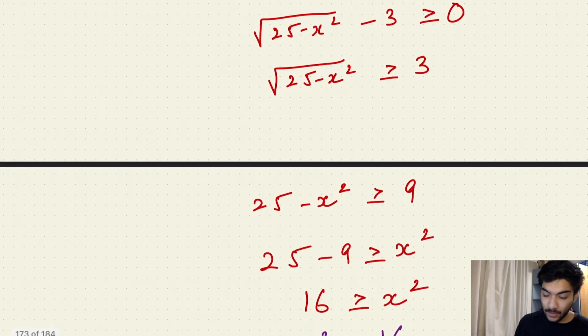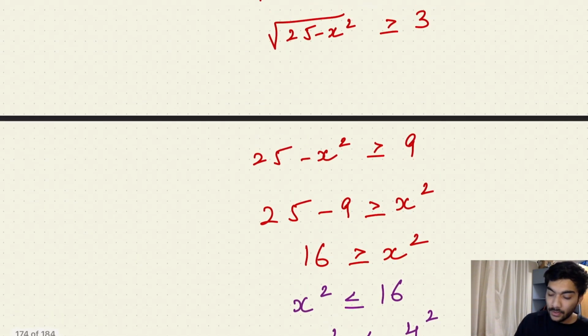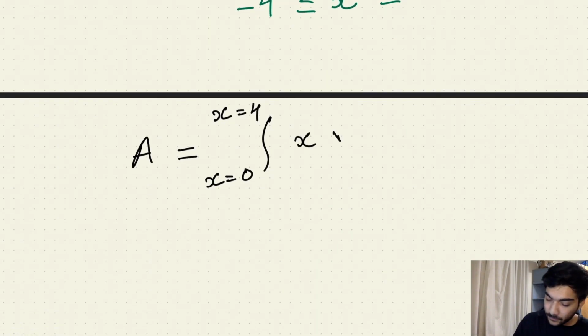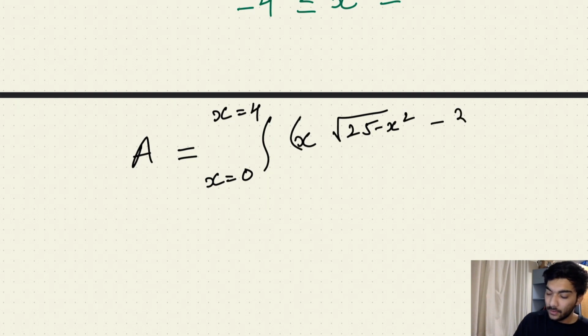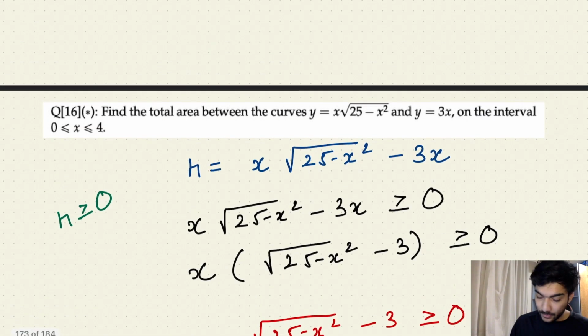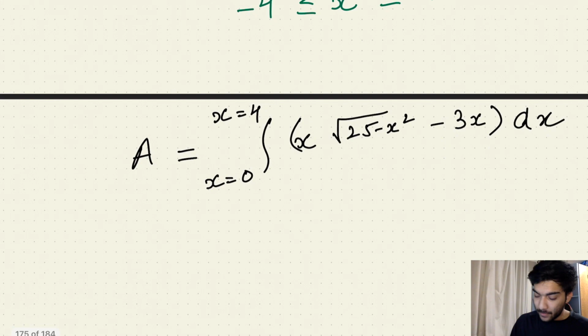So that is why, while solving for the area, our area, which we can represent as A, would be from x equals 0 to x equals 4. The height of a vertical strip is x times root 25 minus x square minus 3x, and with a dx in this case. So the same as this height multiplied by dx.